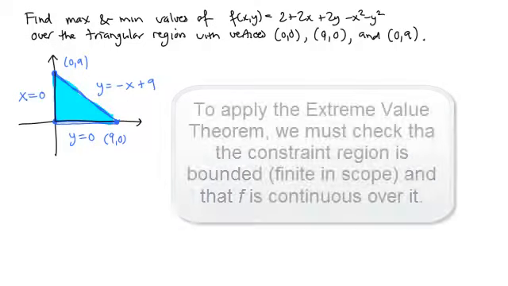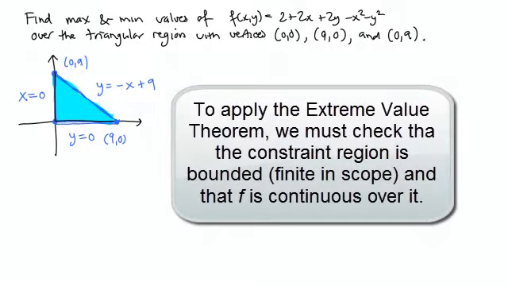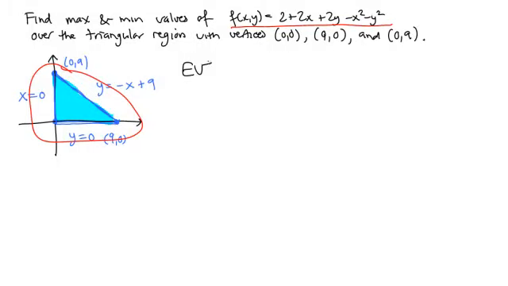Now notice 2 things about the constraint region. First off, it's bounded. It doesn't go running off to infinity. It fits inside of a breadbox. Also notice that this function right here, being a polynomial, is continuous on it. So the extreme value theorem says that both a maximum and a minimum exist.